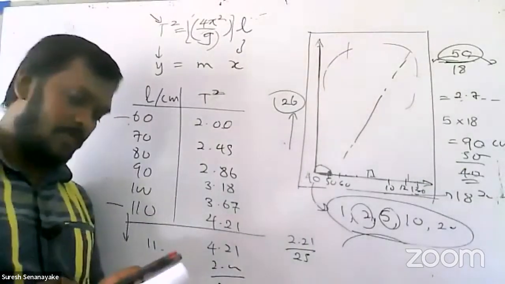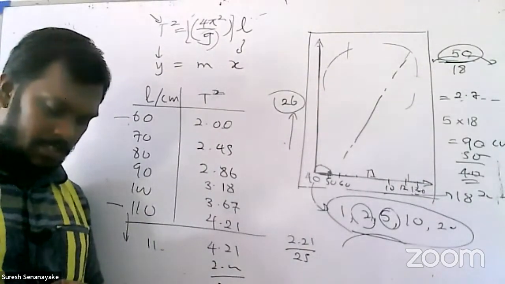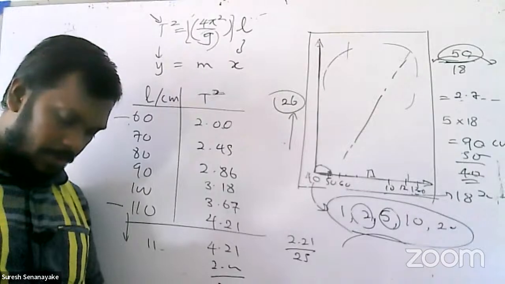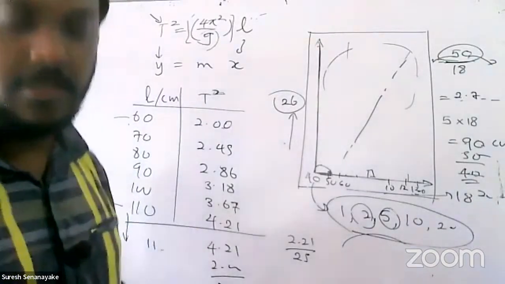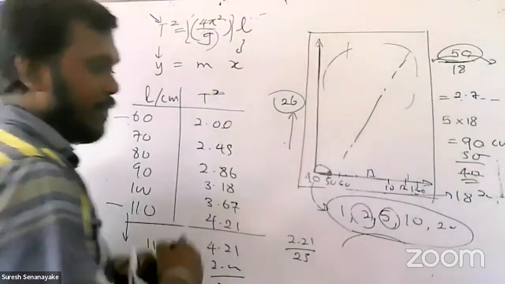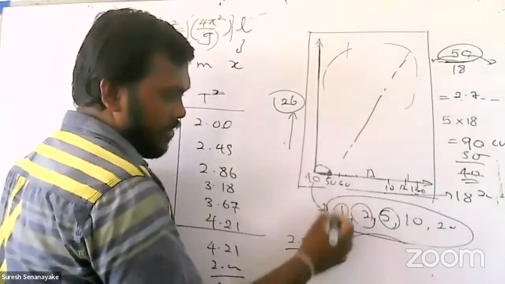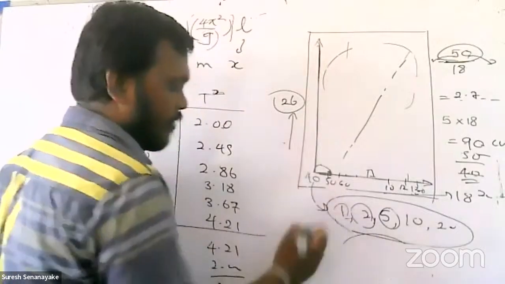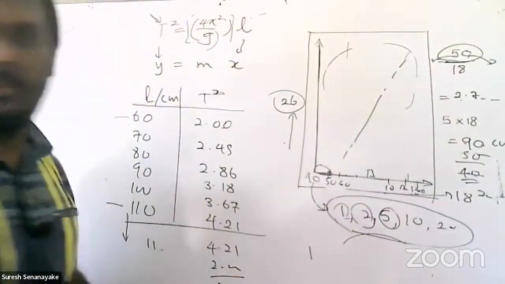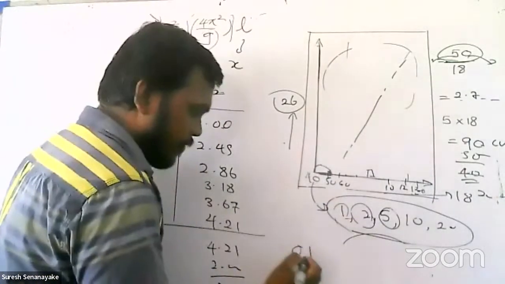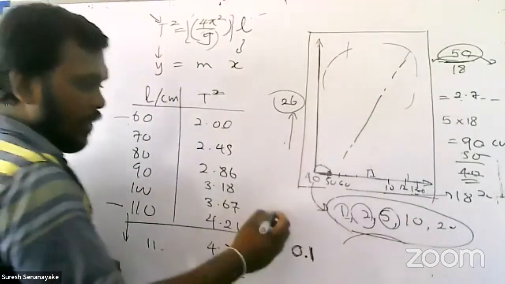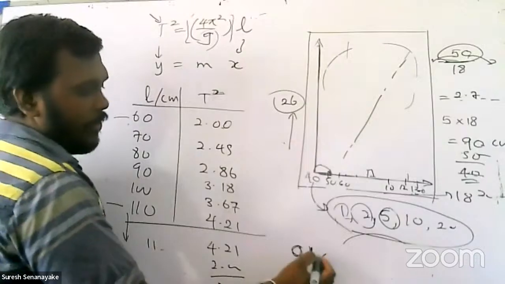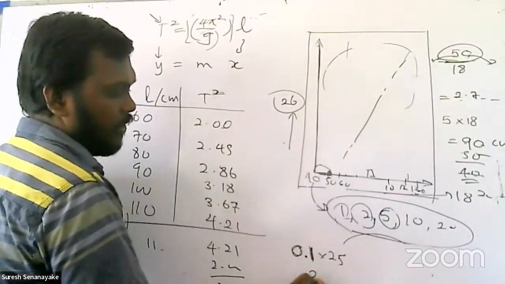Then this will be approximately 2.21 divided by 25, that is 0.08. So the closest value is 1. You can take it as 1. Take one square as 1, which means 0.1, right? Not 1, it's 0.1. Then 0.1 into 25 is 2.5.